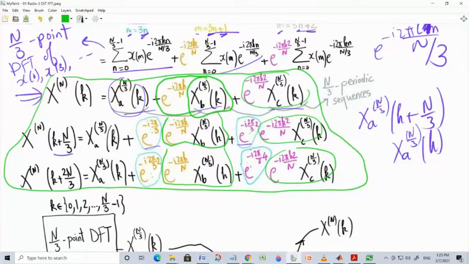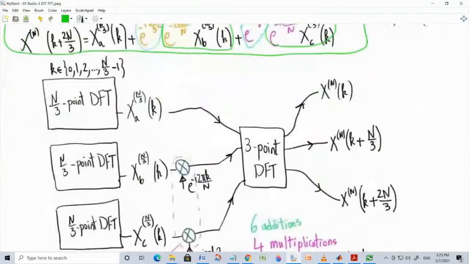Okay, so what is the conclusion? Here is the conclusion. If you are able to compute the n over 3-point DFTs, so this is of x of 0, x of 3, and so on. This is of x of 1, x of 4, and so on. This one is of x of 2, x of 5, and so on. Now, here is the trick, or here is the procedure to combine the outputs to obtain the required n-point DFT.